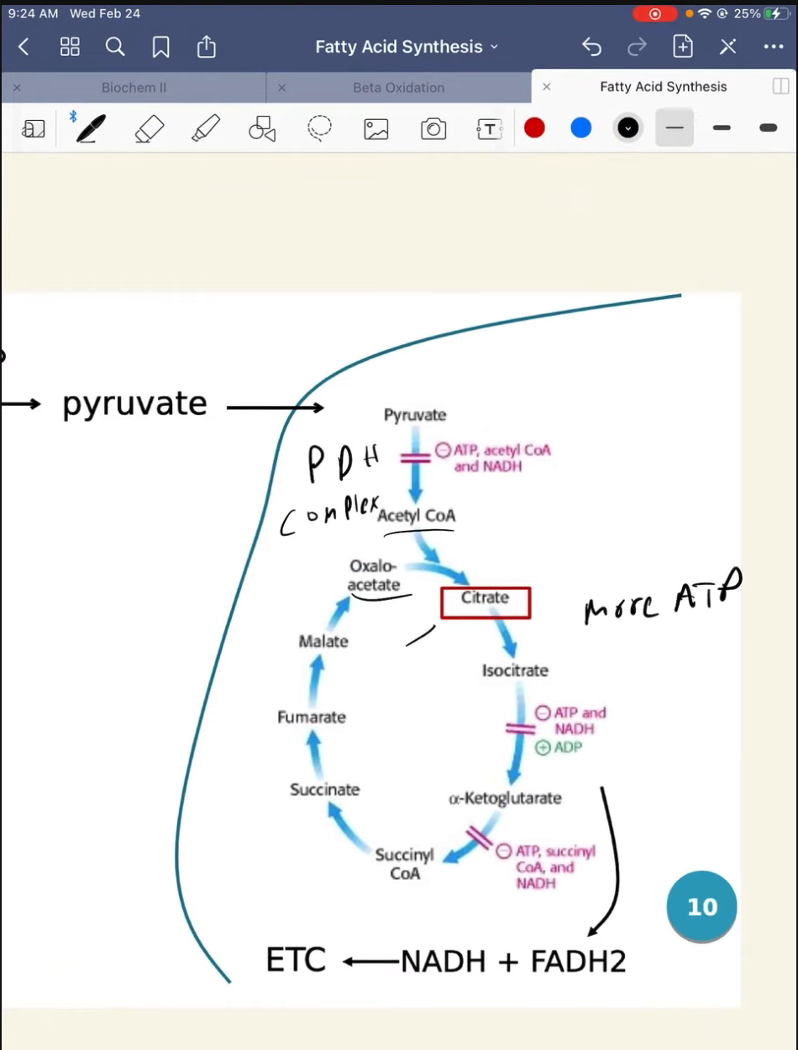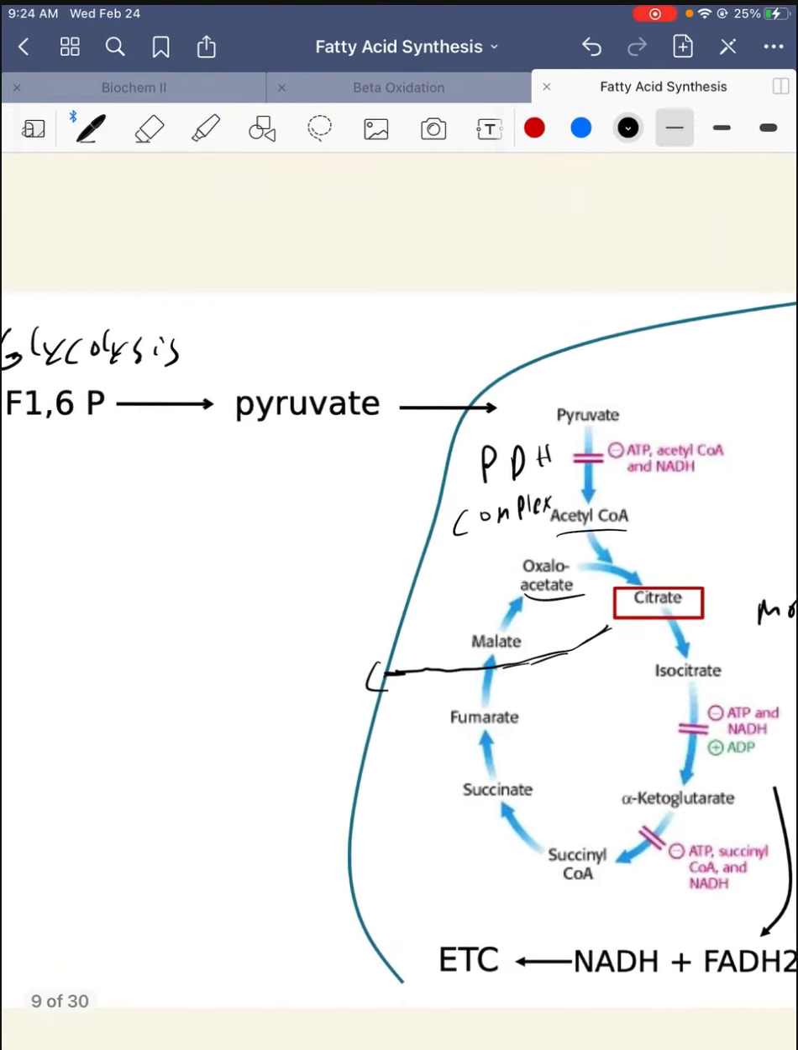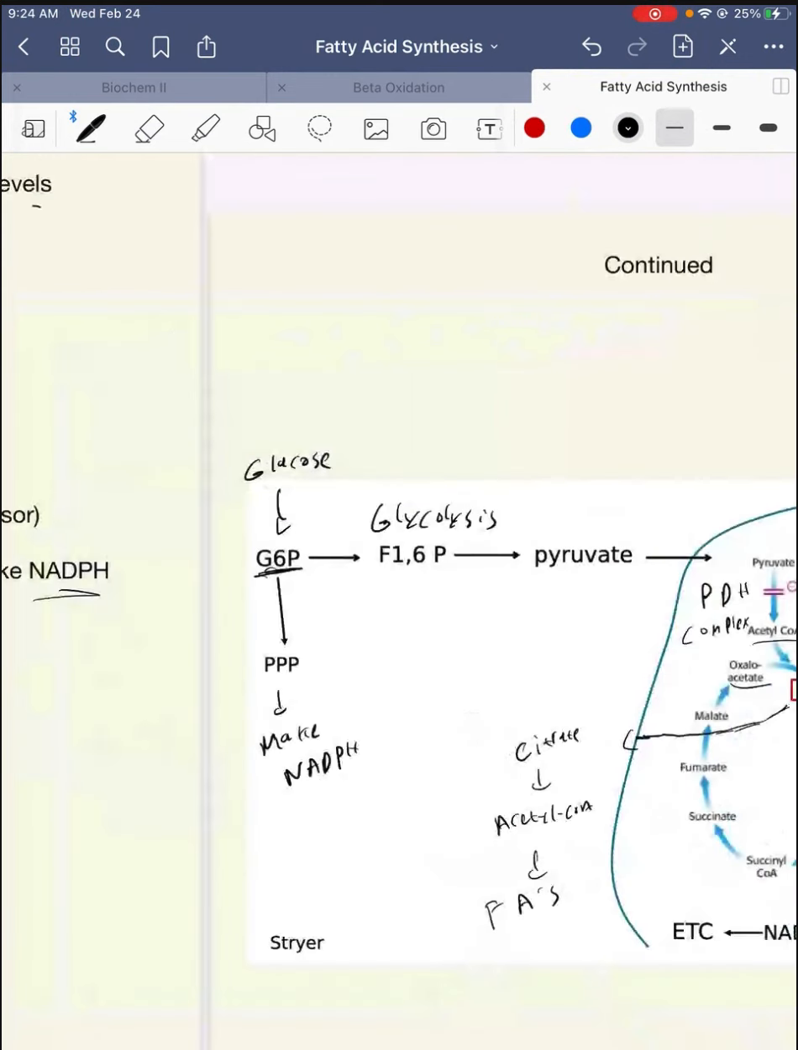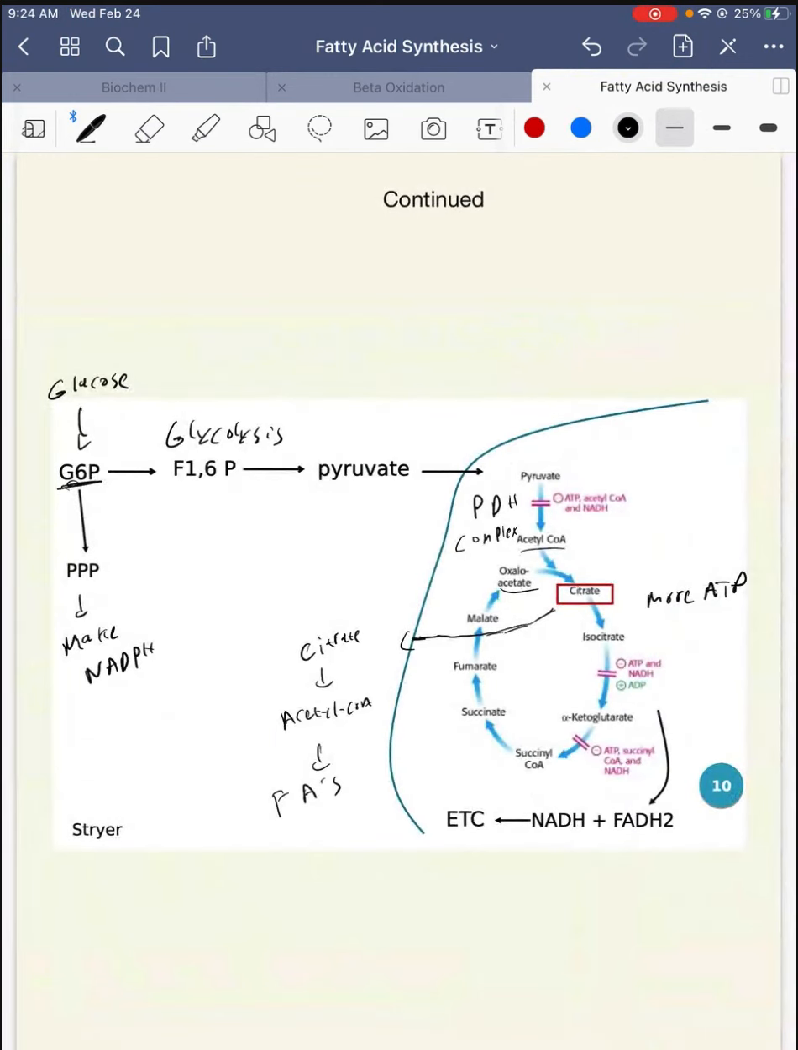And then some of it, because we have a bunch of citrate, because we have high glucose levels, can be exported, and then we go citrate, the acetyl-CoA, and then we make fatty acids. Does that make sense? So this is how it all connects together when we have high blood glucose levels.